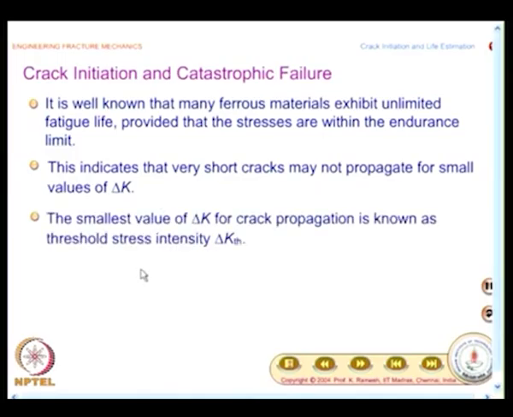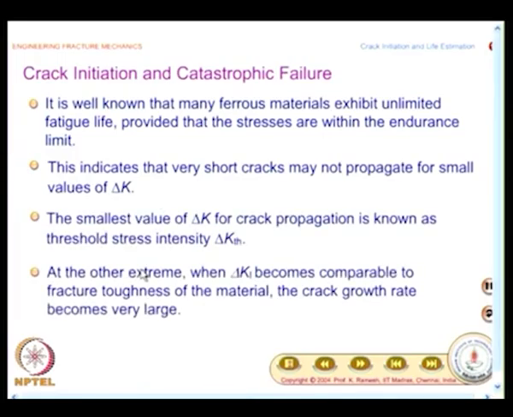So, that is what is summarized here. On one part of the spectrum, below a value of delta k threshold, the crack would not initiate. We will have to find out what is the value of delta k threshold for a given material. The basic idea is very short cracks may not propagate for small values of delta k. This is one end of the spectrum.